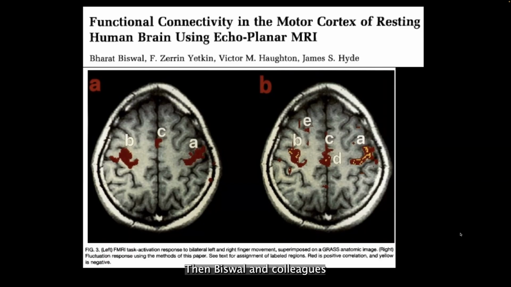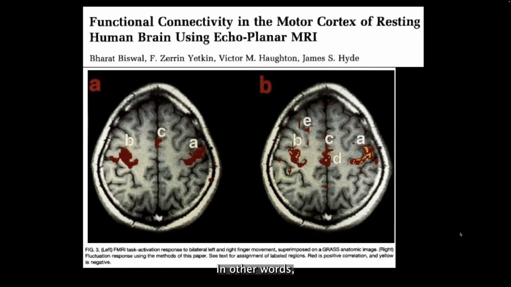Then Biswal and colleagues, having no task, had people just rest in the scanner and took some of the voxels in one hemisphere and averaged that signal. Then they asked the question, if I were to examine all of the other voxels in the brain, what set of voxels are the most similar? And what he found was that without having the participant tap their fingers like they did in A, the mapping of the motor cortex emerged.